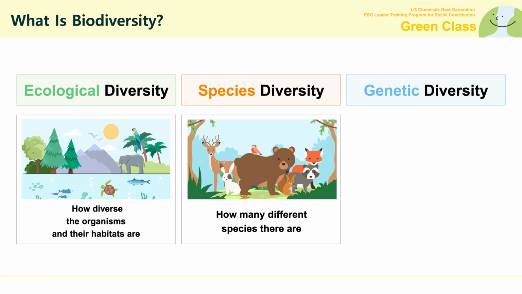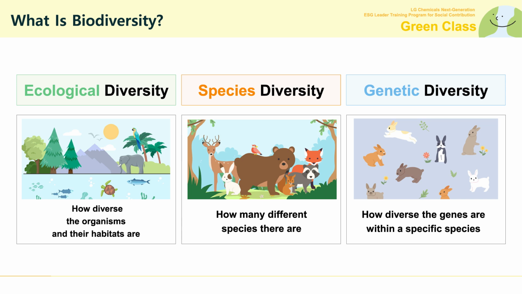Next, we have species diversity. This is related to how many species there are. Bears, rabbits, foxes, pine trees, flowers, and other visible species, as well as microorganisms invisible to the naked eye, and other secluded insects are all included.